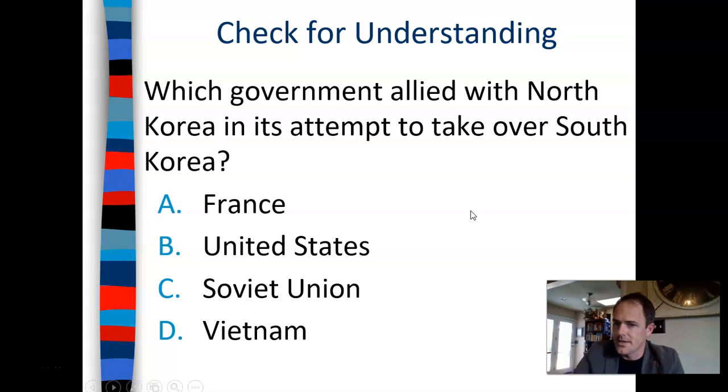All right, did you put C? Read the question carefully. Allied with North Korea. Just think of the map, right? The North is closer to the Soviet Union, right? So the alliance with North Korea is with the Soviet Union. C is the answer. The United States allied with South Korea.